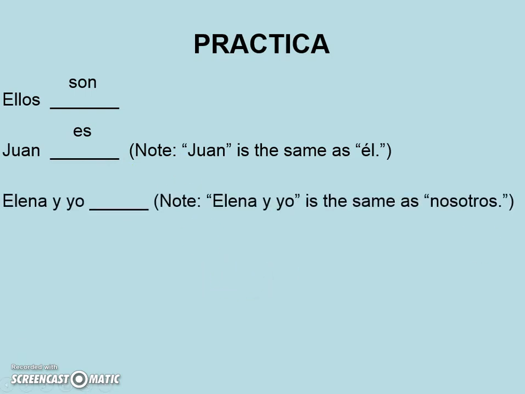All right, Elena y yo. Elena and I. Note, Elena y yo is the same as nosotros, okay? So Elena and I is the same as saying we, okay? So it's Elena y yo somos. Usted, remember, is going to be clumped with él or ella in the third person singular bracket, although it means you. So it's going to be usted es, tú eres, and that is it.